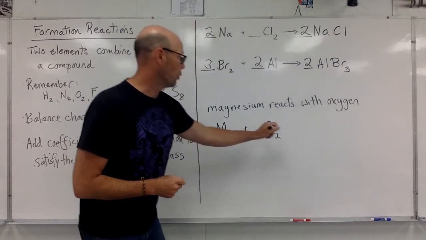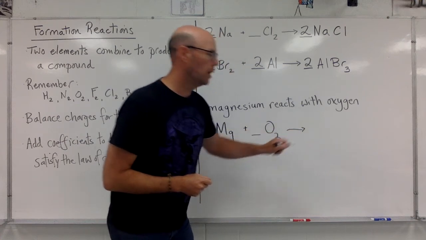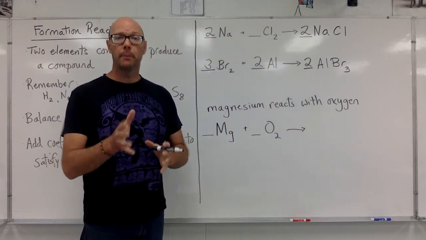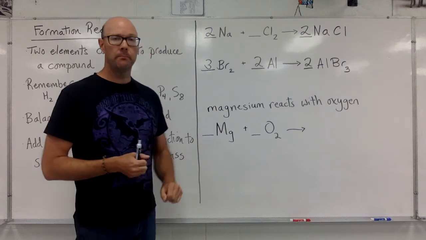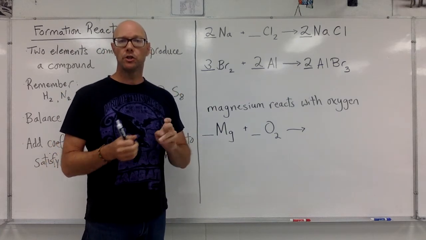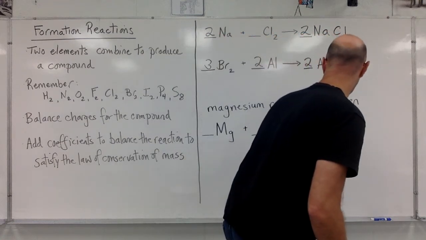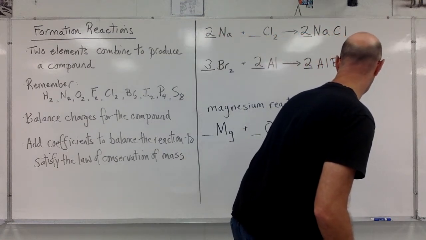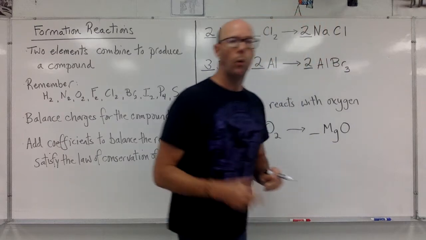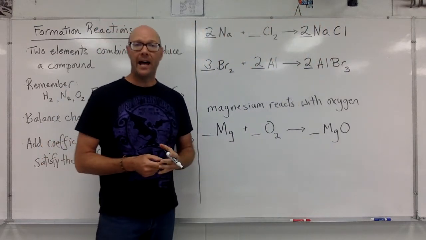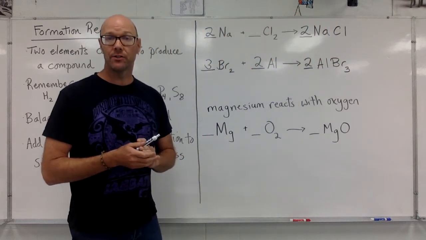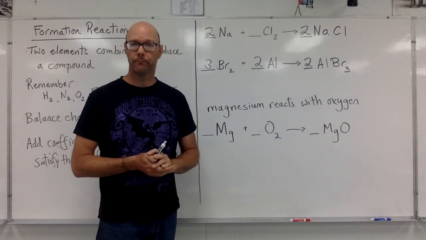Now, they're going to react together to produce something. To put them together, think about the charges. Magnesium is a 2 plus, oxygen is a 2 minus. 2 plus, 2 minus. One atom of magnesium, one atom of oxygen, their charges are going to cancel off: MgO.